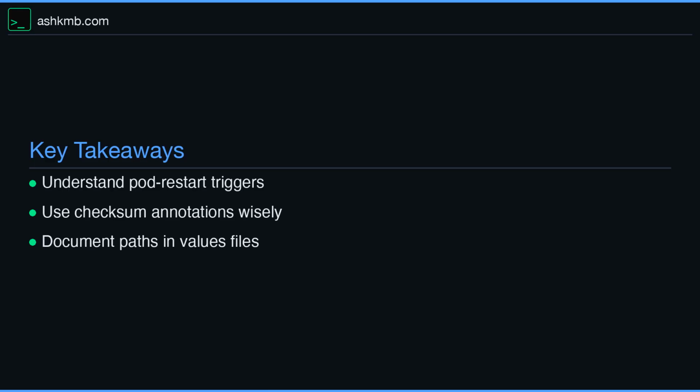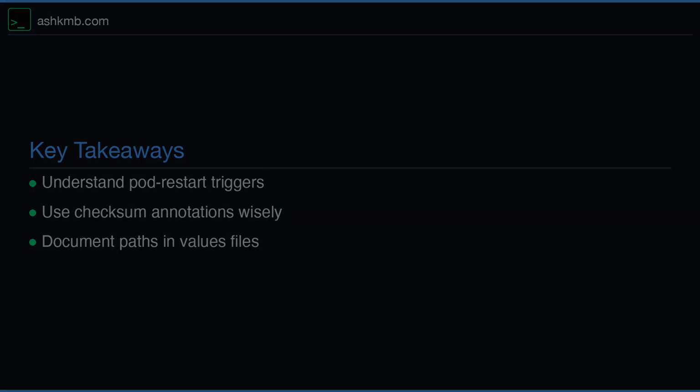Use checksum annotations deliberately, ensure you understand path mappings, and remember that a config map update doesn't guarantee a pod restart. What challenges have you faced with config maps in your projects?